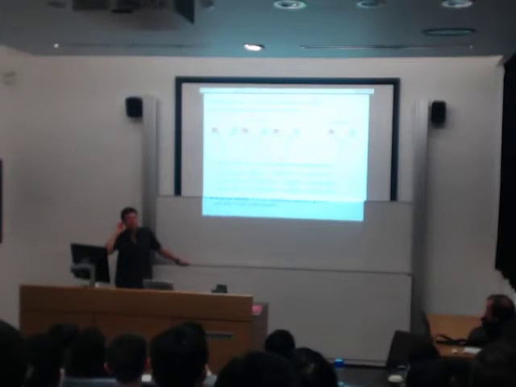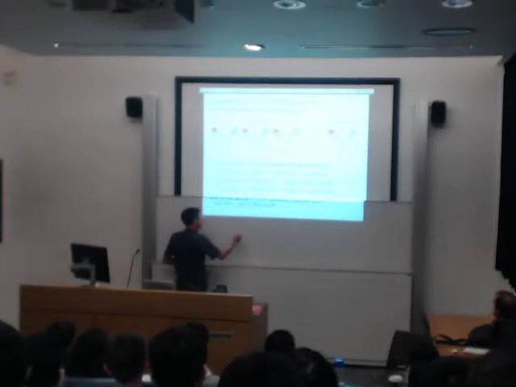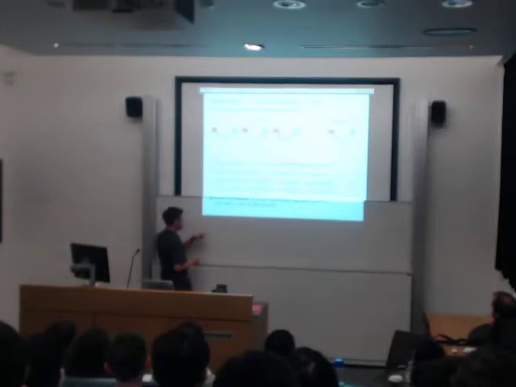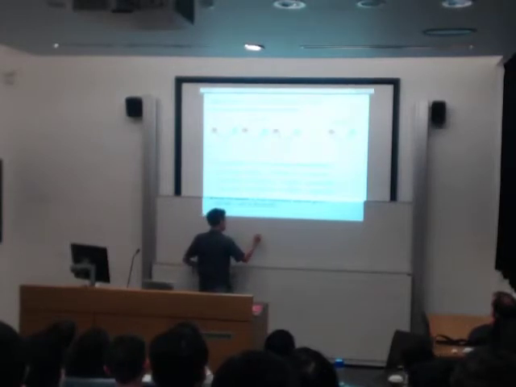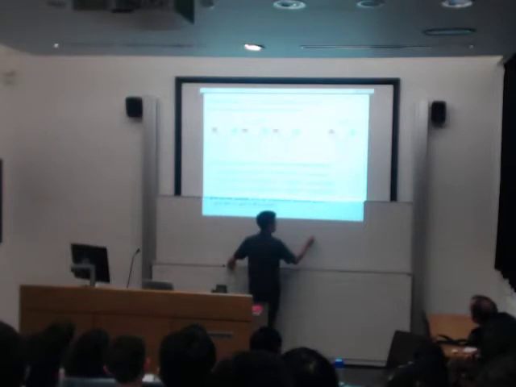A is independent of B and C. Well, let's look at what this says. This says we've got a term P of C given A, B. We've got a term P of B given A. We've got a term P of A. This is the joint distribution P of A, B, C.